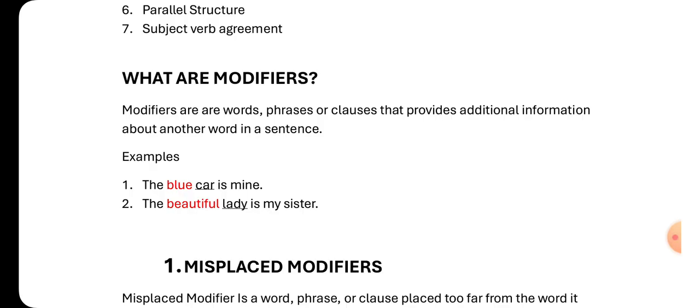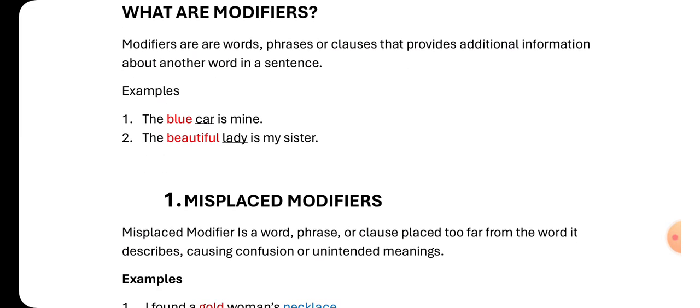Do you get it? So I can say the car is mine without necessarily adding the blue. But if there are so many cars there, it will be very difficult for you to understand the kind of car I am talking about. So saying that the blue car is mine makes the statement specific. I have added additional information to the word that I am modifying. I am modifying the car. Do you get it? Let's move forward.